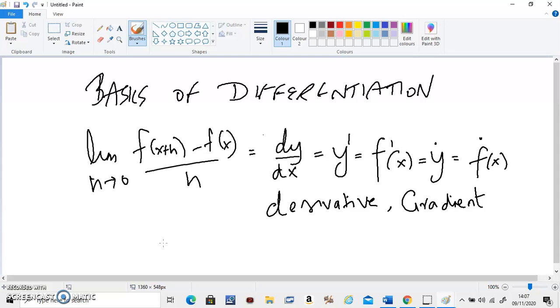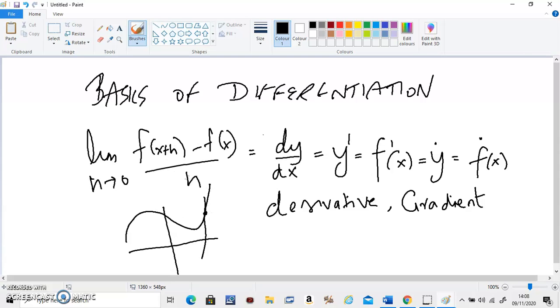Now what does it really give you? If I give you any graph, differentiation gives you the slope of the tangent line at a point. So this should be a tangent line, and it gives you the slope of the tangent line.